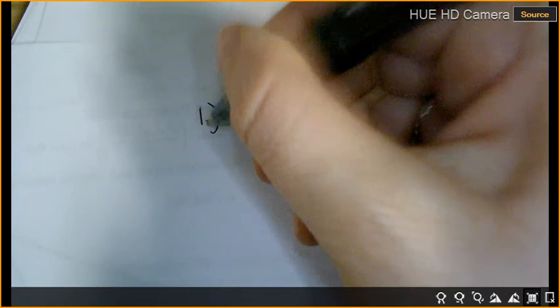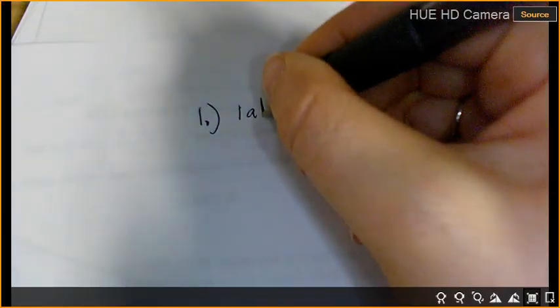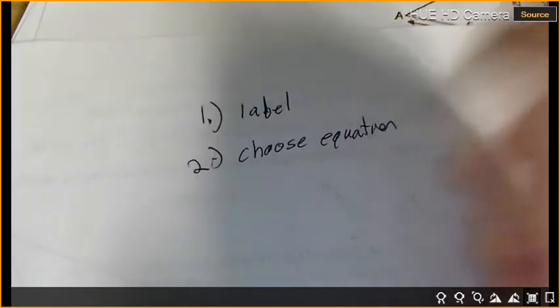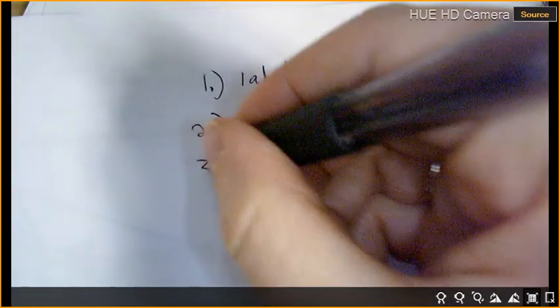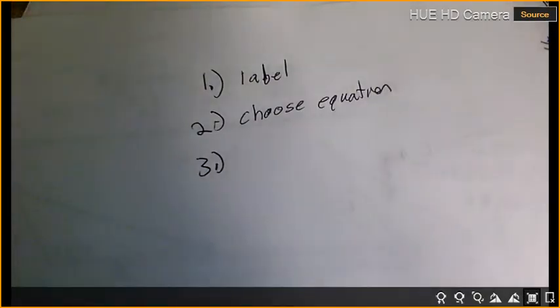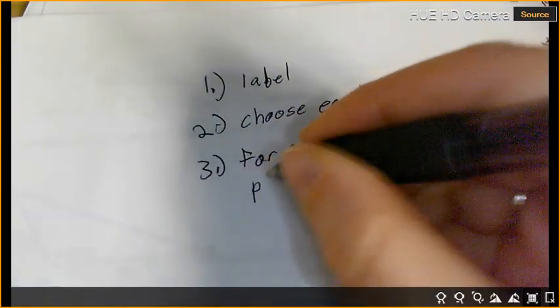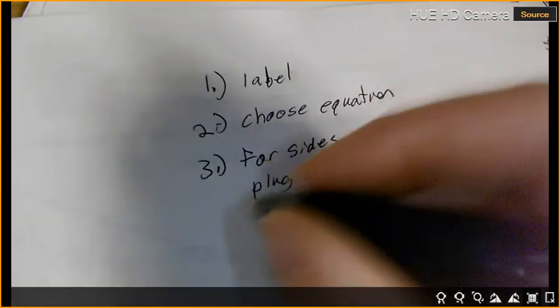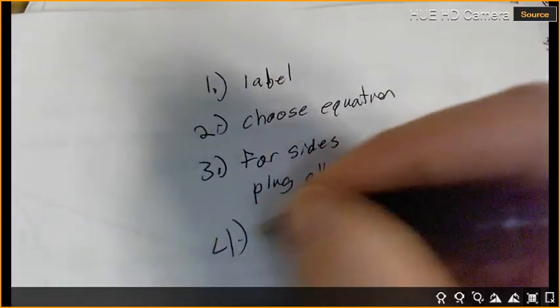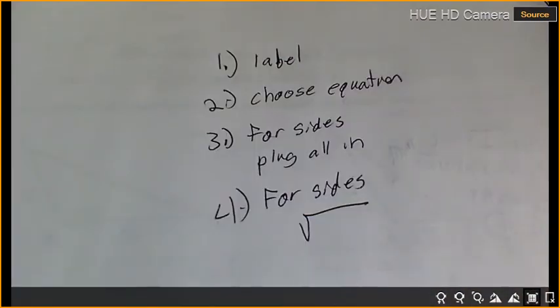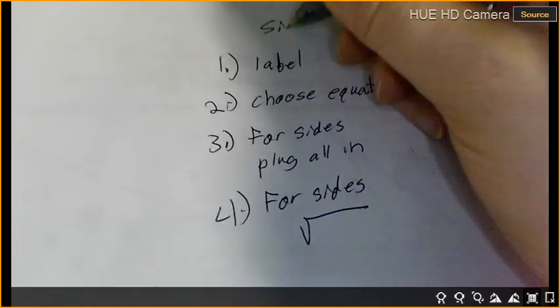For the law of cosines, I just want to write down these steps real quick, and then I'll let you guys work. 1, label. 2, choose equation. 3, for sides, plug it all in. 4, for sides, square root. You're done. This is to find a side.